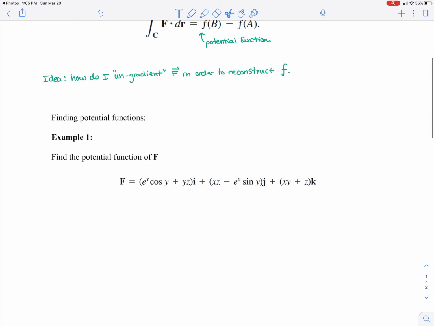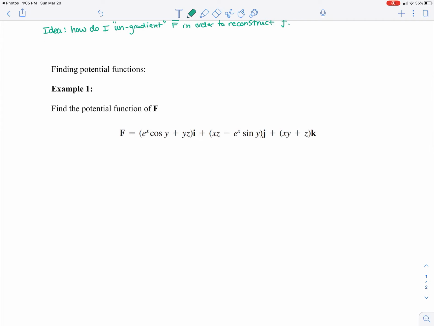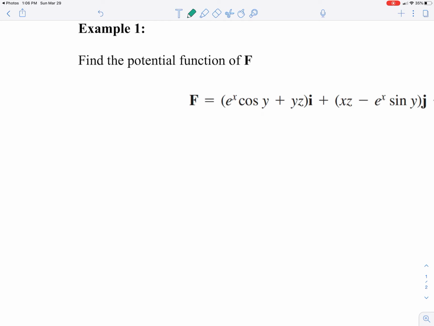So we need to be able to find the potential function. So it says here in example 1, we're going to find the potential function of f, our vector field, given that it's equal to this. And I know this is really big and ugly, but we're going to be able to reconstruct it. So the first thing I want to do is test to make sure this is even conservative, because if it's not a conservative vector field, a potential function won't even exist. So let's first test if f is even conservative.